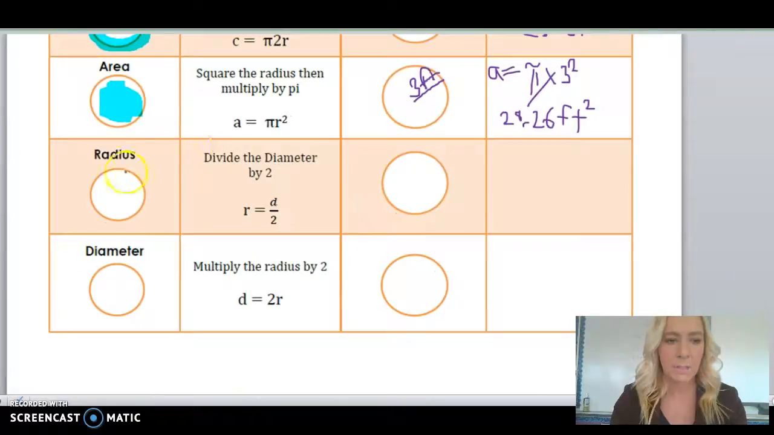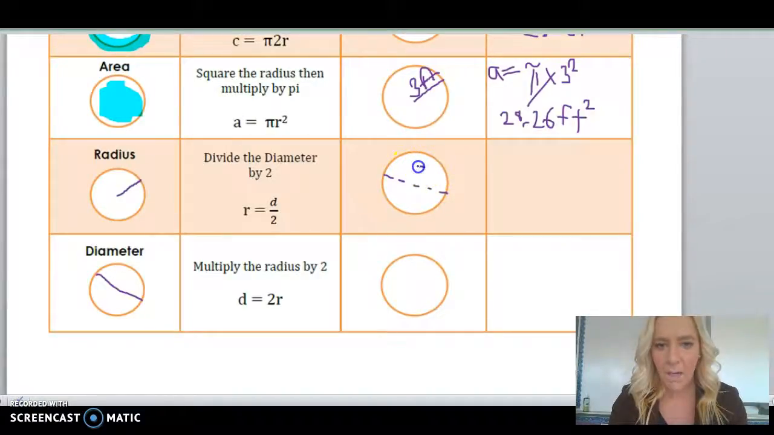All right, again, radius is from the center of the circle to any point on the outside of the circle. So in order to calculate radius, we would divide the diameter by 2. So radius equals diameter divided by 2. And diameter is the distance across the circle through the middle. And to calculate diameter, you would multiply the radius by 2, or d equals 2 times the radius. So let's do an example on both, and I'm going to use a dotted line across.